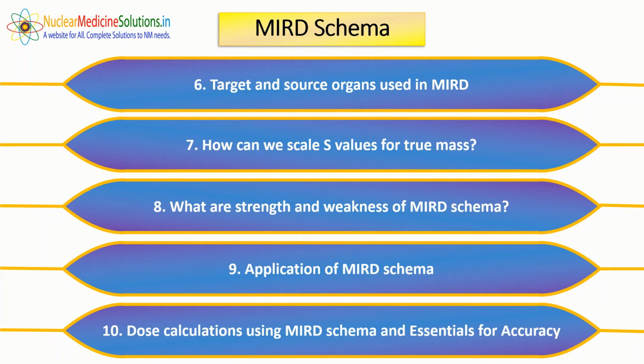So we are done with the first 5 questions, and we are going to see the next 5 questions, which are: which are all the target and source organs used in MIRD, how can we scale S value for the true mass, what are the strengths and weaknesses of MIRD schema, what is the application of MIRD schema, and how can we calculate dose using MIRD schema, and what are the essentials for accuracy of these calculations. So let's see one by one.